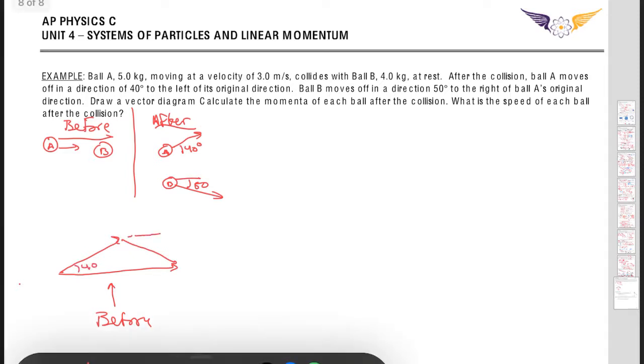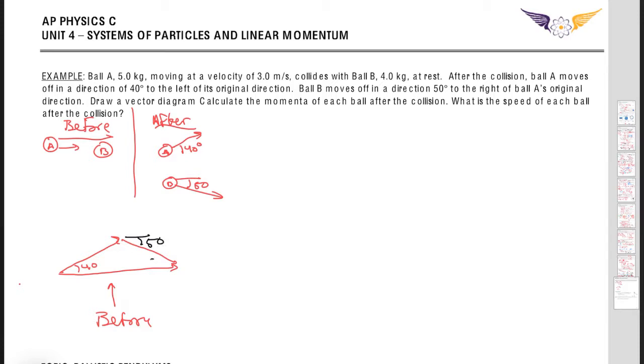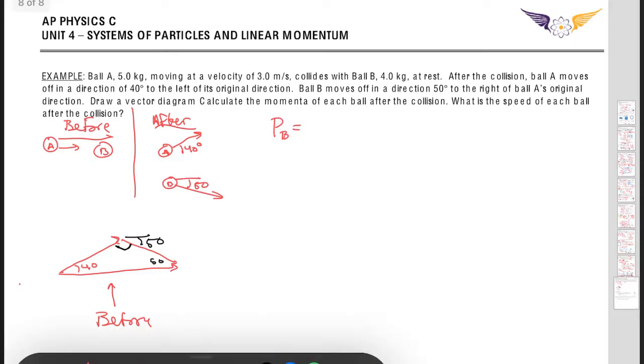And so this is my 50-degree angle, but if I do a little bit of geometry, that actually makes this a 90-degree angle, right? So my picture's not drawn to scale, right? And so if I want to find the before side, the momentum before, let's do 1, because we have ball A and ball B.